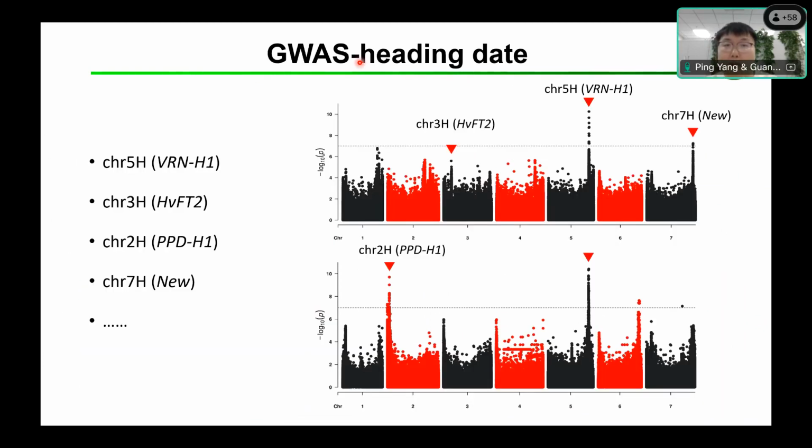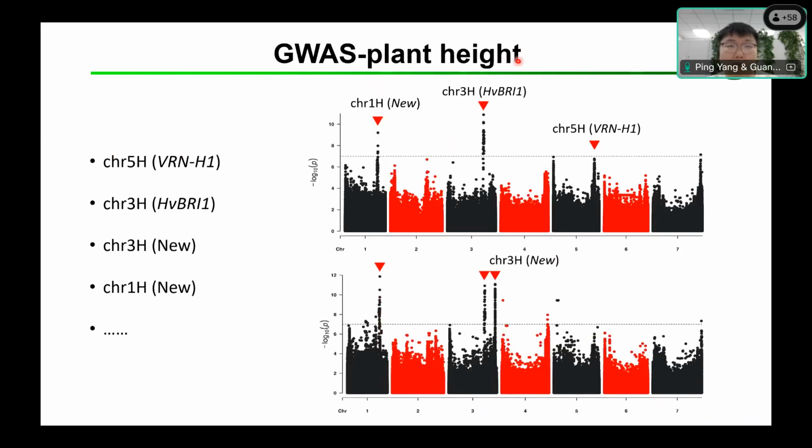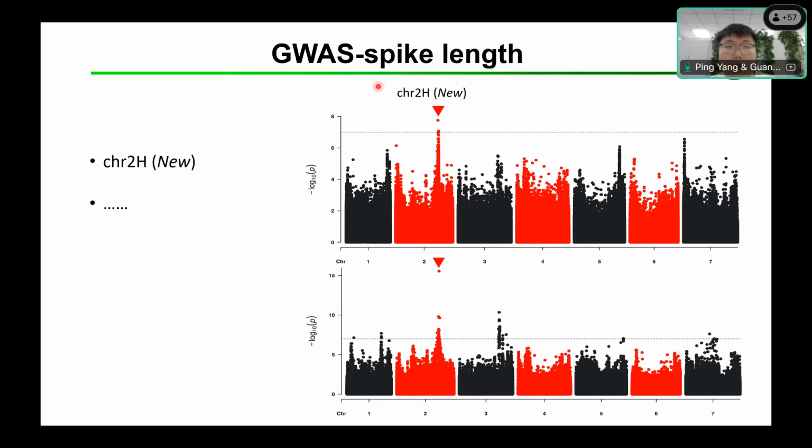Then about heading date, here are some examples. We identified VRN-H1, HvFT2, PPD-H1, and a new QTL on chromosome 7. For plant height, we detected BRI1, VRN-H1, a new QTL on chromosome 1, and a new QTL on chromosome 3. For spike length, we detected a new significant QTL on chromosome 2.